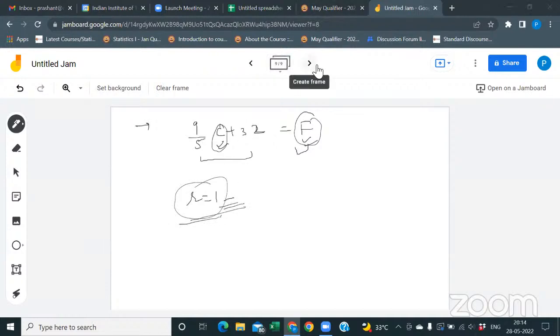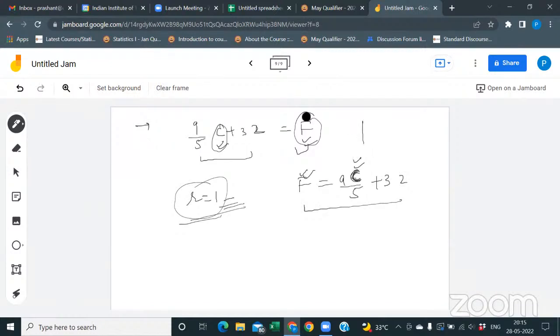See, this is a linear relationship between F and C. When there is a linear relationship, a linear association between two variables, then your correlation coefficient will be 1.